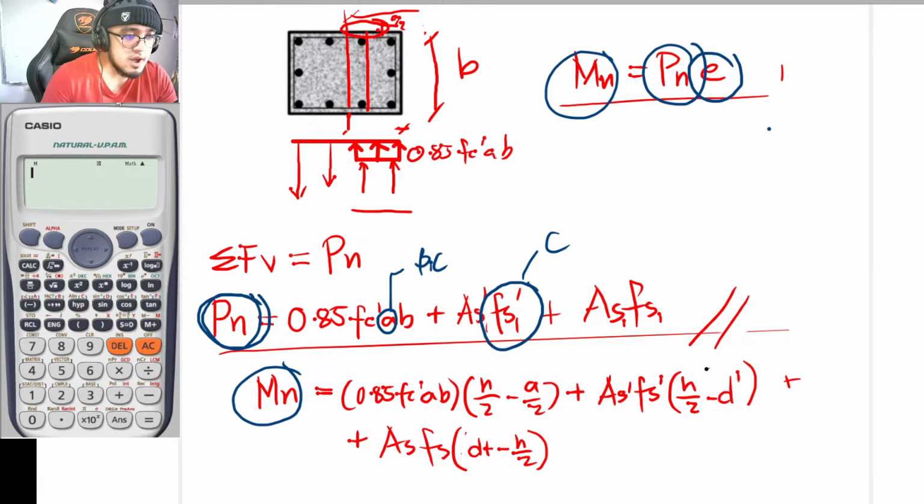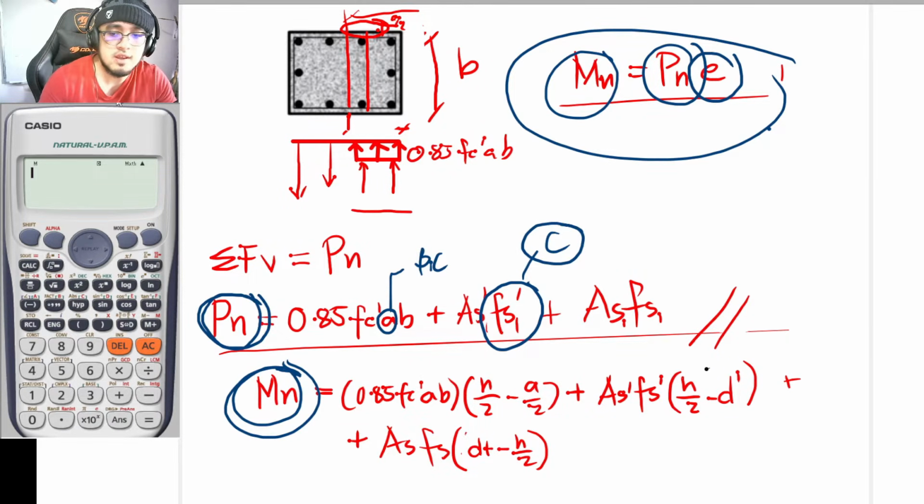Our approach here is that we will be assuming the values of our C, and we will be solving for Pn and Mn. We can know that our assumption is correct if this equation is now satisfied. So once again, we assume the value for C, solve for Pn, assume the value for C, solve for Mn, and using this equation, you check if it is accurate already.